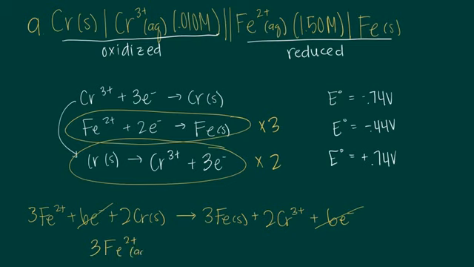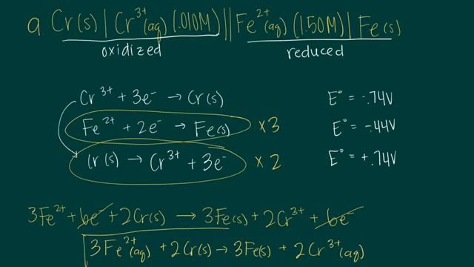which we know is aqueous, and 2 chromium solid, turning into 3 iron solid and 2 chromium 3+, which is aqueous. And this is our overall reaction.